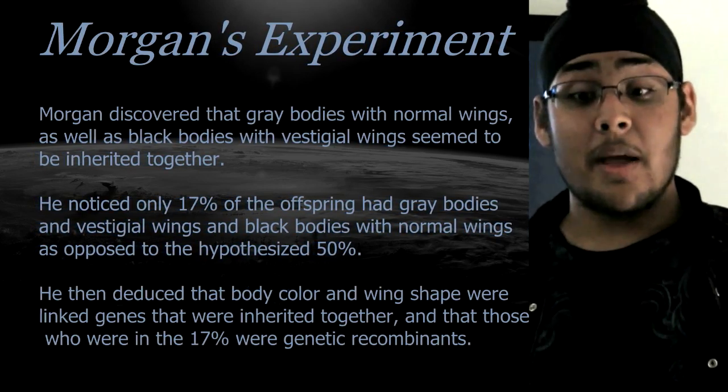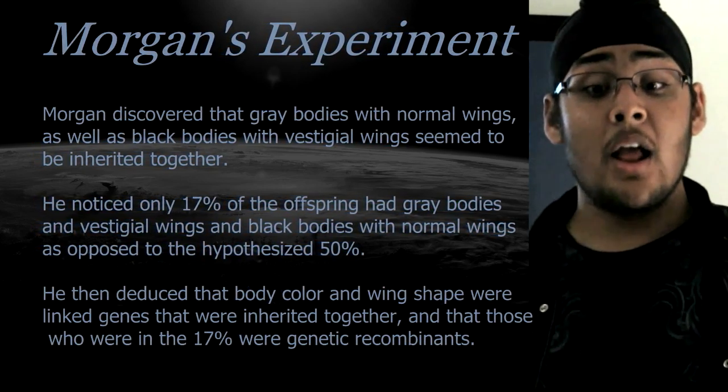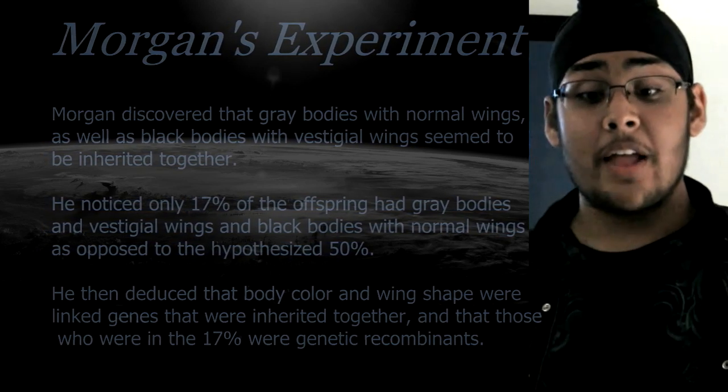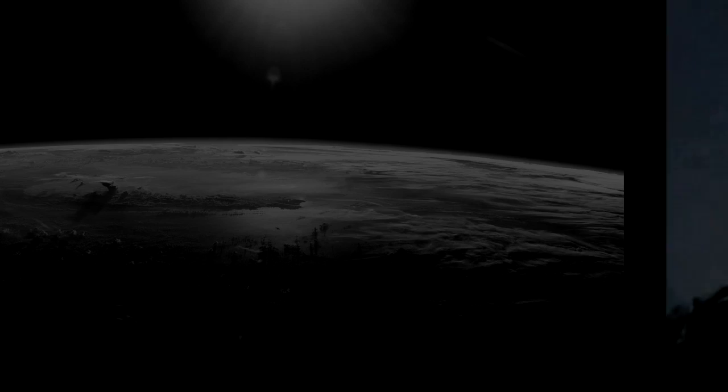He then deduced that body color and wing shape were linked and were usually inherited together, and that those who were in the 17% category were genetic recombinants.